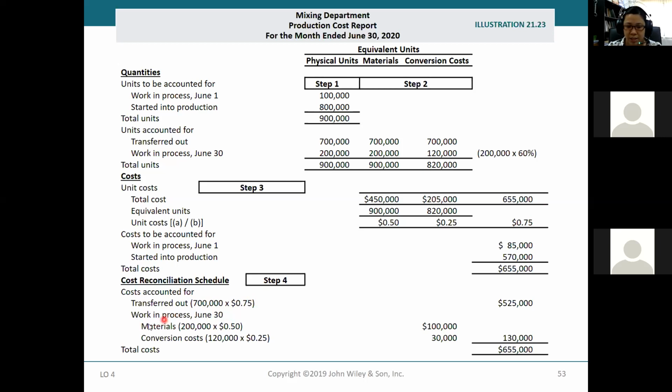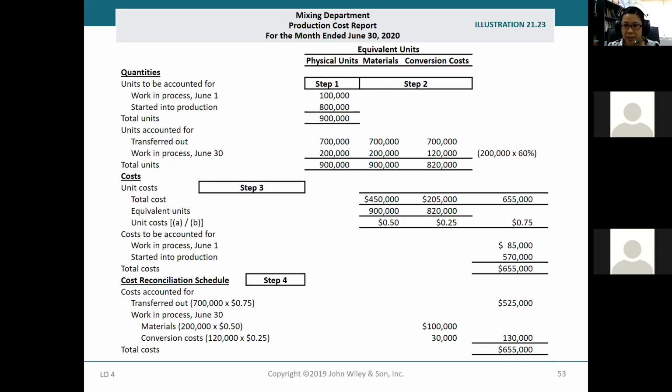Then for work in process at the end of June, we take material 200,000 units. Remember, at the end of work in process in June, material is 200,000 units. So we put it in here, 200,000 units times 0.5, and that will give you 100,000. For conversion, we have 120,000 here times 0.25, and that will give you 30,000. So finally, add, it will be 655,000. Okay, so that is the production cost report.